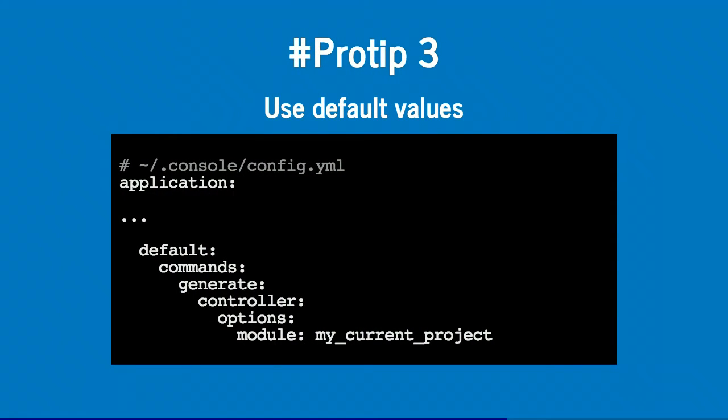Tip number three, you can use default values. If there is a value for an option that you don't want to enter every single time, you can add this in your config file. Default commands, generate controller, which is the command, option. So if I say option module, next time that I run any command that needs this option, automatically it will set this value and won't ask me the value again.